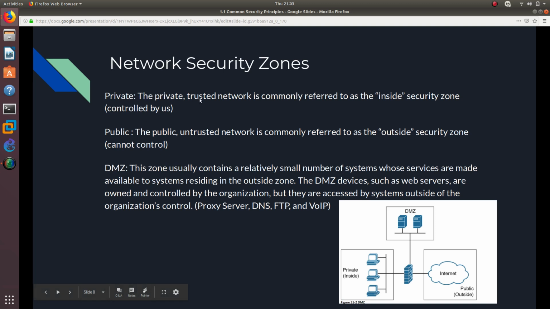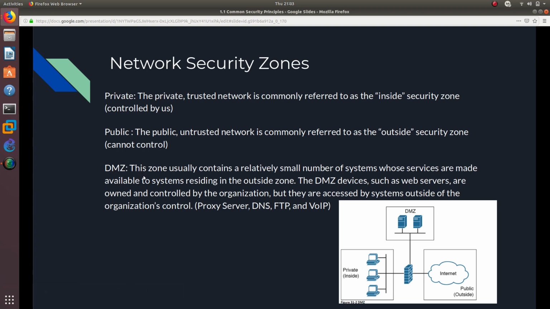The private is a trusted network, commonly referred to as the inside security zone, controlled by us. So we are able to control that zone, which is the inside where we have all our computers. The public is an untrusted network, commonly referred to as the outside security zone, and we cannot control that zone right here, which is the internet. We cannot control that, but we are able to control the private network.